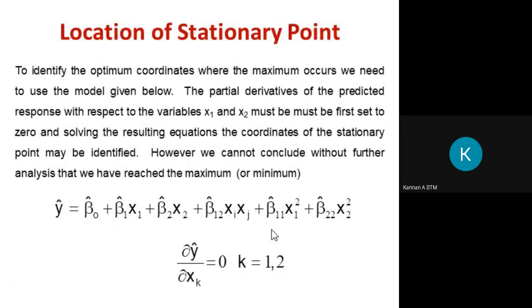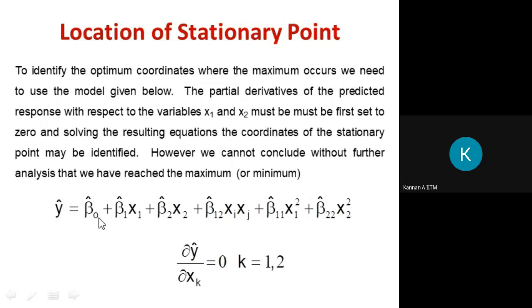So you have a mathematical model, and conventionally this is a quadratic model, because the order of the model is 2: x1 squared, x2 squared, x1 x2. What you have to do is set ∂ŷ/∂x1 and ∂ŷ/∂x2 equal to 0. Solve the two equations and get the values for x1 optimum and x2 optimum.